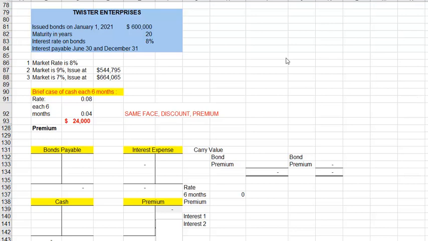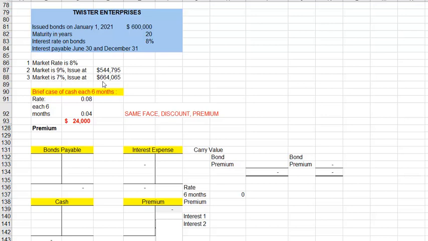Let's finish out this problem. Twister Enterprise has a $600,000 20-year bond paying a stated rate of 8% twice a year, in June and December. The last part of this problem is to look at when the market is paying 7%, when we're paying a stated rate of 8%. What's happening here is that we are offering briefcases of cash of 8% annually, whereas similar risk companies are offering 7%.